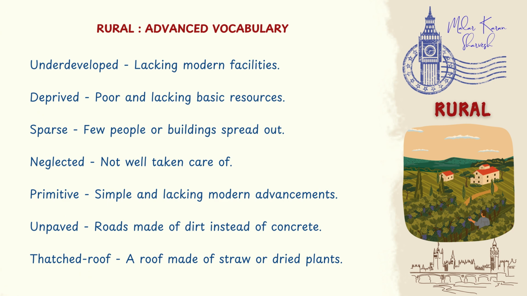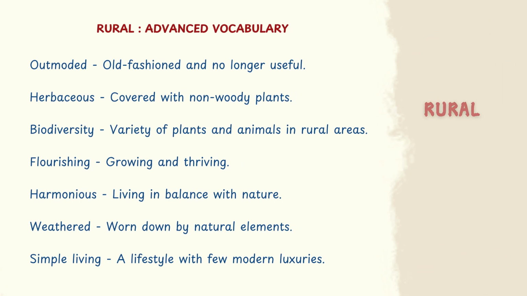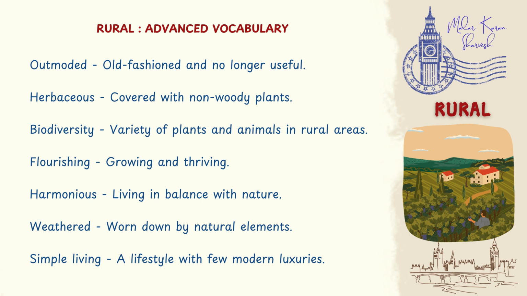Unpaved, roads made of dirt instead of concrete. Thatched roof, a roof made of straw or dried plants. Outmoded, old-fashioned and no longer useful. Herbaceous, covered with non-woody plants. Biodiversity, variety of plants and animals in rural areas.